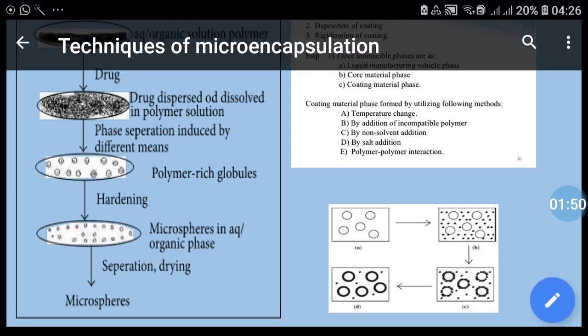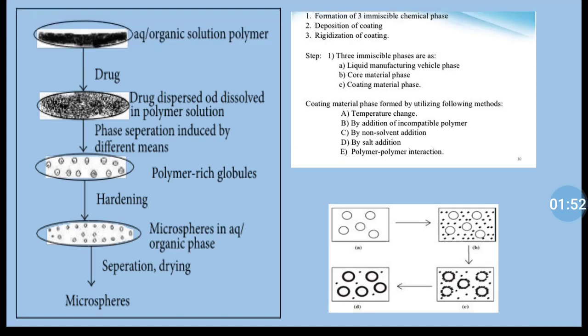Then after, the step followed is hardening of the microcapsules. This can be by various methods, and then the microcapsules are obtained. If we see on the right hand side top, it shows that the two-phase system is formed into a three immiscible phase system. So earlier at time 0, when phase separation is not started, the system is two-phase, that is polymer in solution, which is the first phase, and the dispersed drug is the second phase.